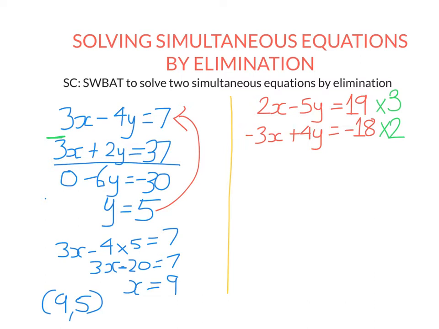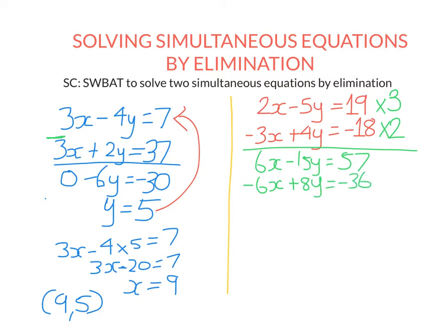So let's go ahead and do this. So multiplying the top equation by 3, you have to multiply everything by 3. 2x times 3 gives me 6x, minus 5y times 3, 19 times 3. So let's multiply the bottom by 2. Minus 3x by 2, 4y by 2, and negative 18 by 2. Now I have the x in both equations has the same number in front of it, 6. So I can eliminate easily.